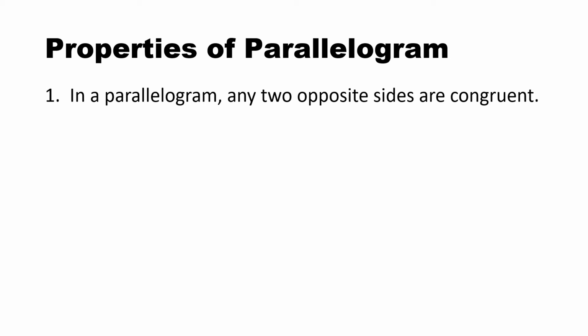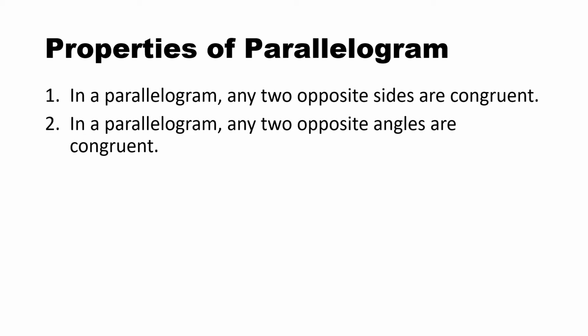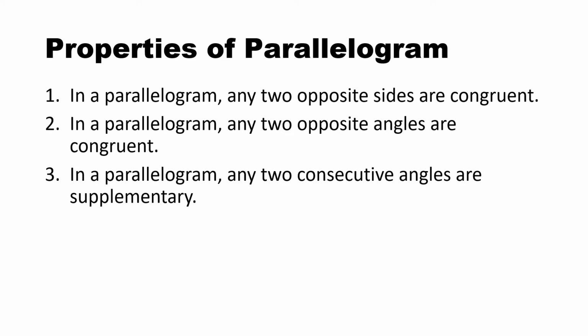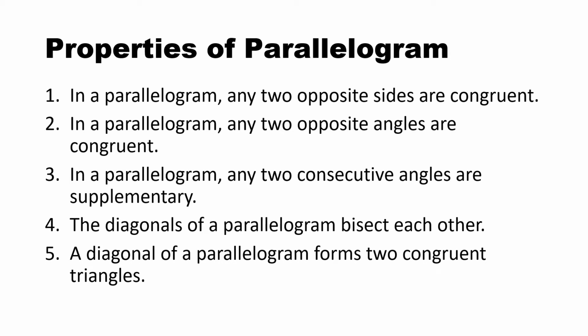Number 1. In a parallelogram, any two opposite sides are congruent. Number 2. In a parallelogram, any two opposite angles are congruent. Number 3. In a parallelogram, any two consecutive angles are supplementary. Number 4. The diagonals of a parallelogram bisect each other. And number 5. A diagonal of a parallelogram forms two congruent triangles.